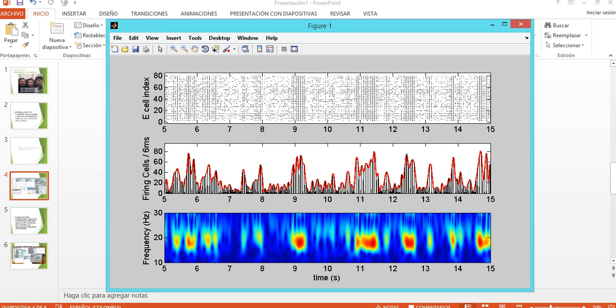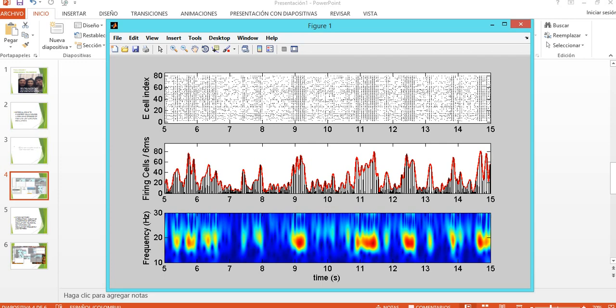In this figure, we have the firing rate histograms with interpolated spline polynomials. This is the number of spikes in time bins of 6 milliseconds, and this bin size was selected because it practically eliminates the occurrence of more than one spike per cell per bin. So the number of spikes was equal to the number of active cells per time bin.